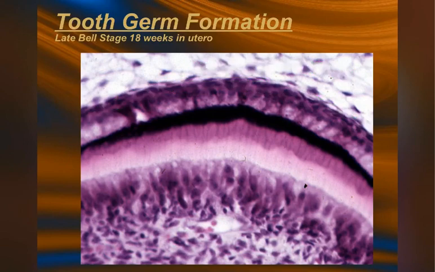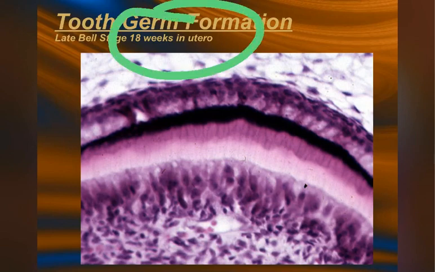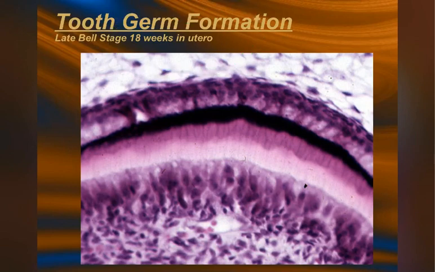What stage of development? It's late bell stage. Is it week 18 exactly? No. At week 18, you only see dentine, no enamel yet. So this is more than week 18, maybe week 19 or week 20, but it's not week 18.